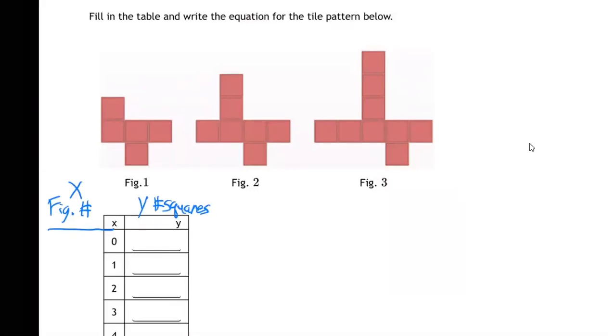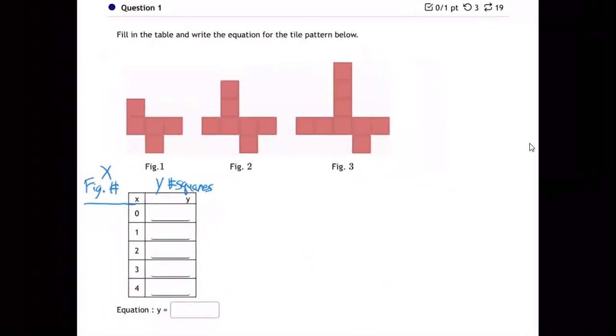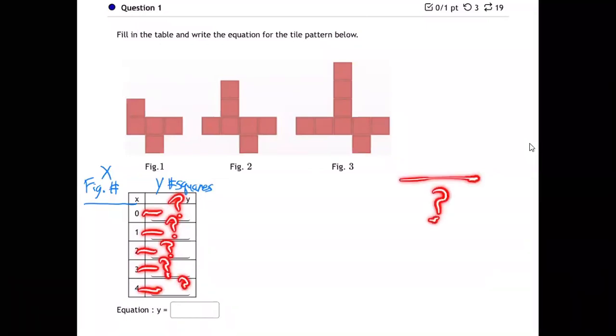in that figure. So they want us to say, in figure 0, which we can't even see, how many squares? And in figure 1, how many squares? In figure 2, how many squares? Figure 3, how many squares? Figure 4, which we can't even see, that'd be out here. How many squares? Okay, so we're looking for a pattern.